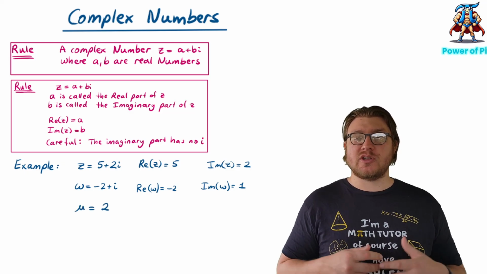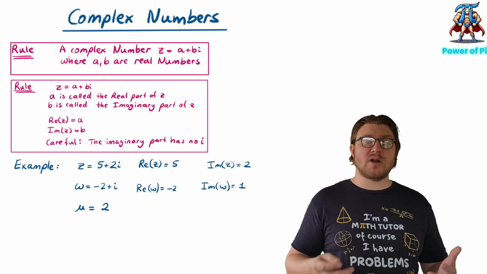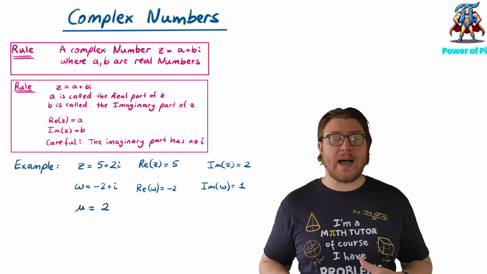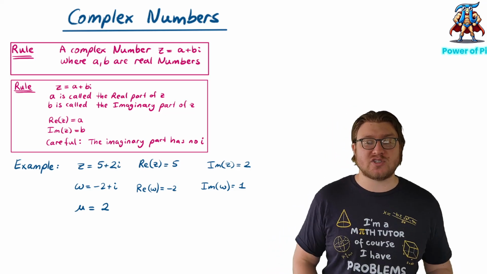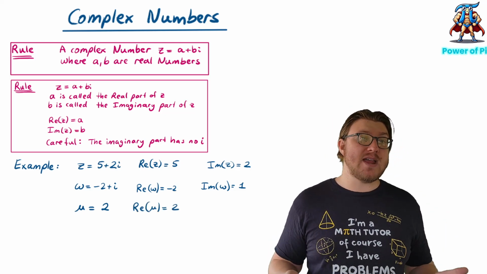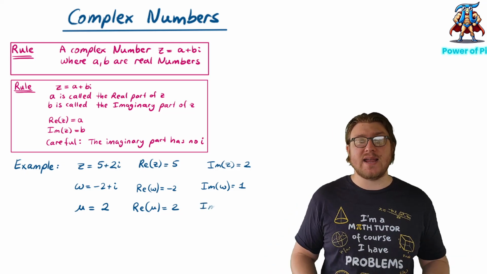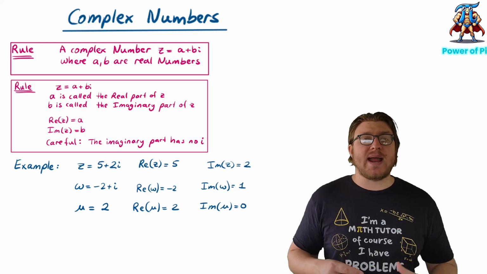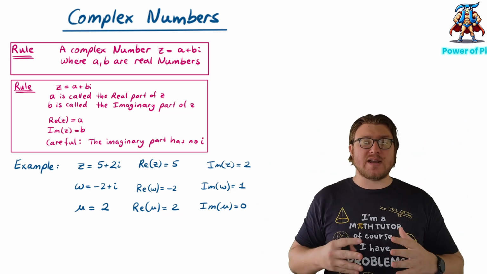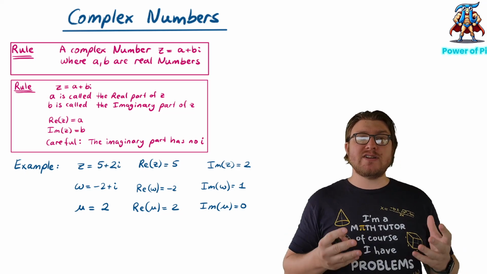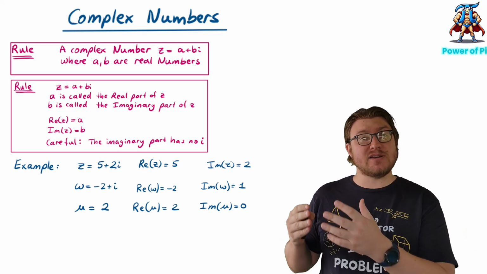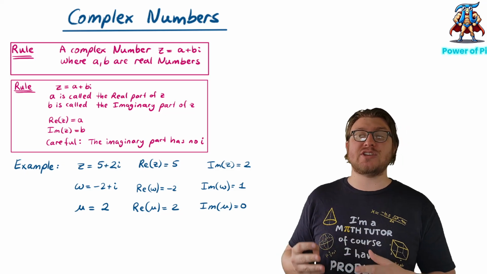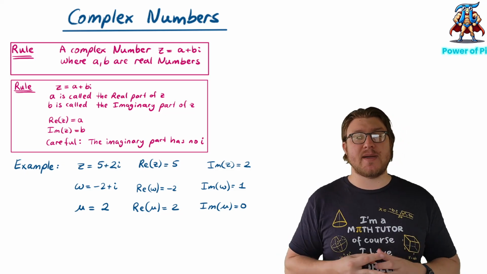What about u? u is 2. So what is the real part? What's the imaginary part? The real part here is 2. It doesn't have an i. And the imaginary part, well, if there is no i, it must be 0. And this comes back to how everything worked together in our picture. So every single real number is by definition a complex number. It just does not have an imaginary part.